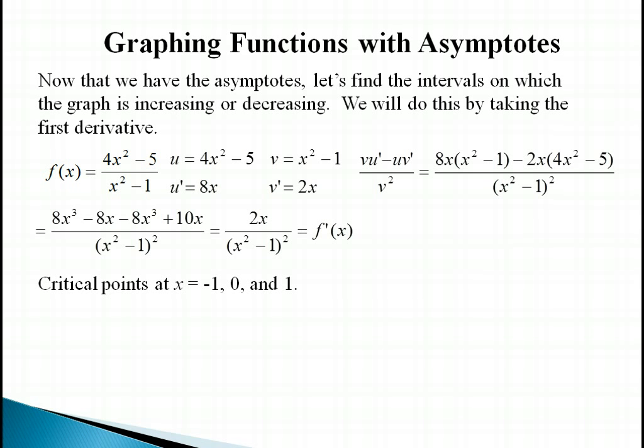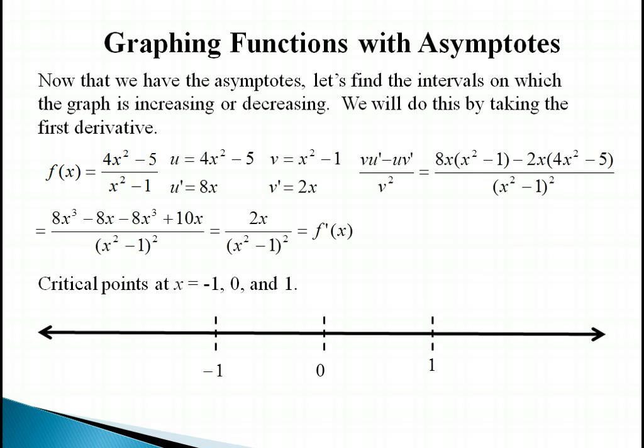Now you want to find any of your critical points, and that's going to be wherever your numerator is equal to 0 or where your denominator is equal to 0. So at negative 1, 0, and 1 we have critical points. Remember that at negative 1 and 1 we have vertical asymptotes, so our graph is undefined there. Well, we're going to go ahead and set up our number line with negative 1, 0, and 1 on it, and test a point in each interval.